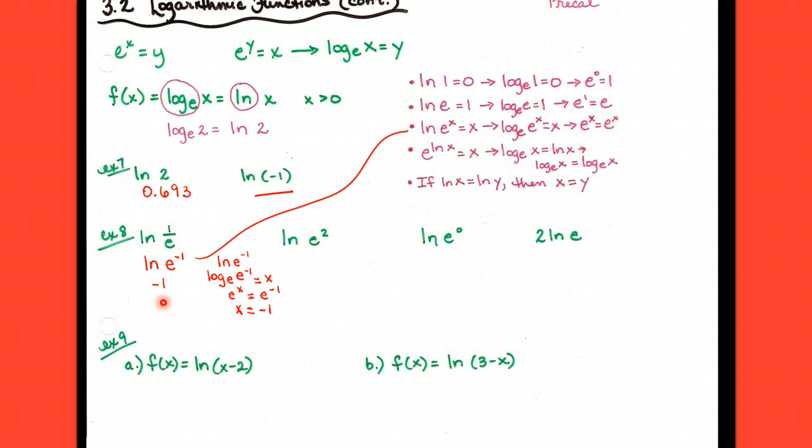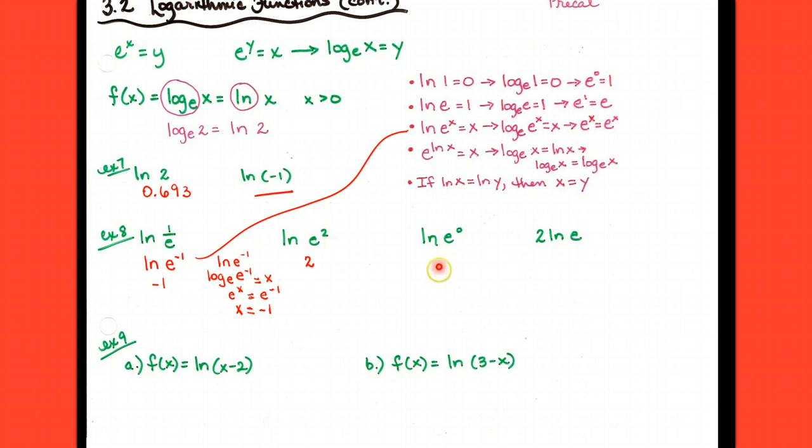Okay? So either way you want to go for this next one, ln e to the second, what are you going to get? 2. Because ln and e would cancel each other out if I wanted to do that property. Or if I wrote it in logarithmic form, I would have log base e, so e to the what equals e squared, and that would also give me 2.